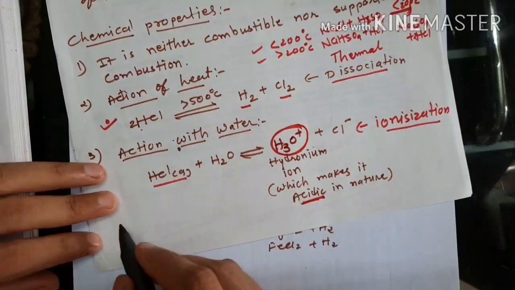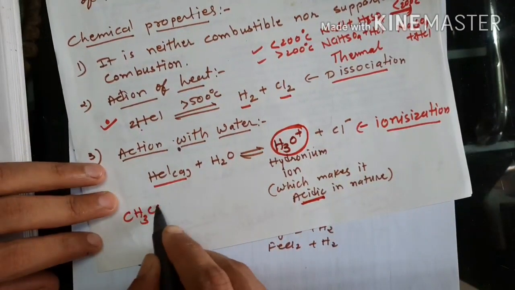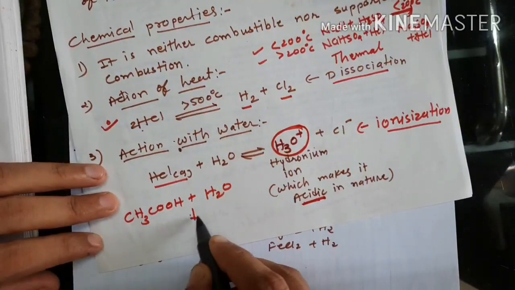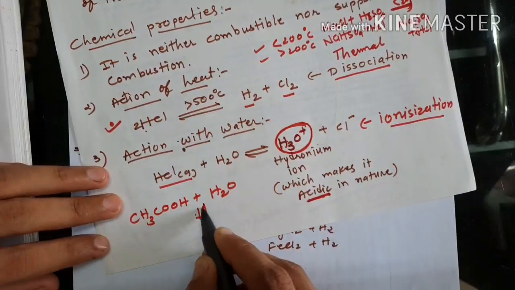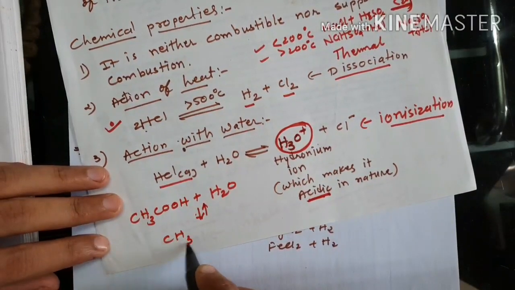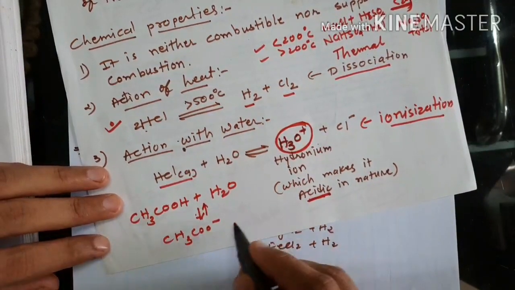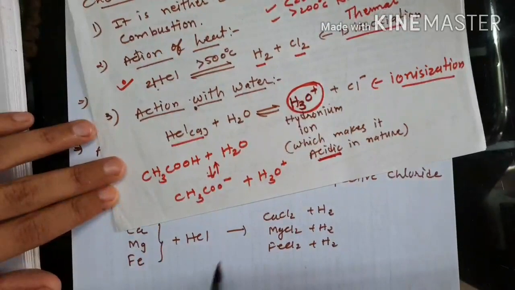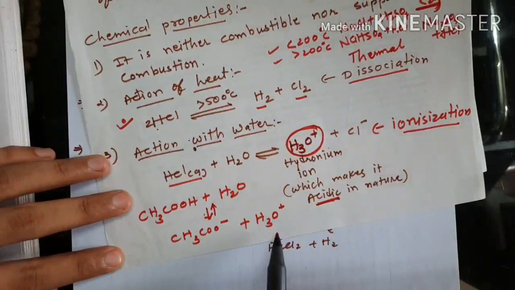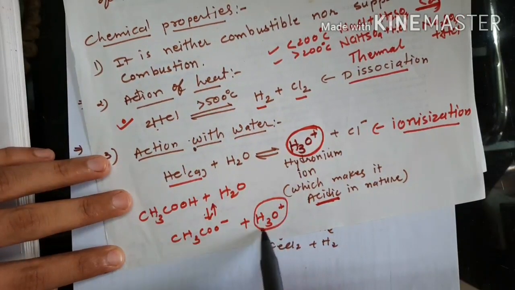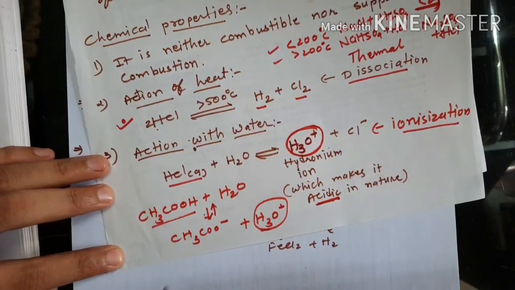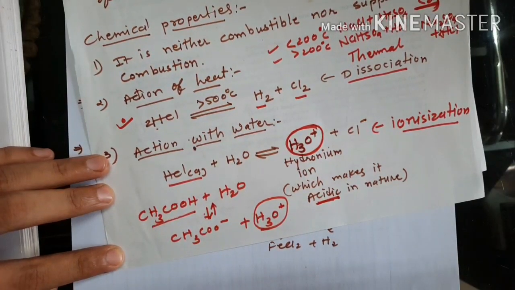Any acid you can take. Suppose I take CH3COOH, and when this reacts with water H2O, it converts into CH3COO minus plus H3O plus. So this is the way it will form. Here this hydronium ion is formed, which means that this acetic acid is acidic in nature. Got it? I hope you understand.